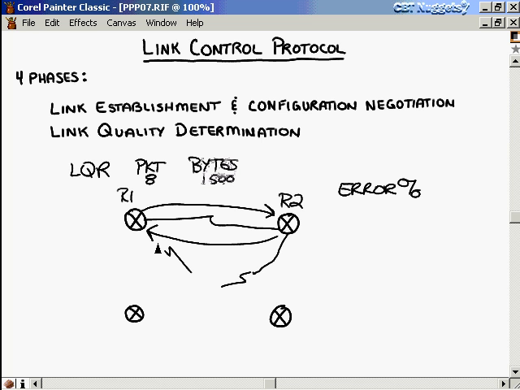Another mechanism that can be used to test the quality of a link is called magic numbers. I told you this would all come together, right? You got to love it when it does that. All right, the use of magic numbers, what it does is it detects loops in the line.